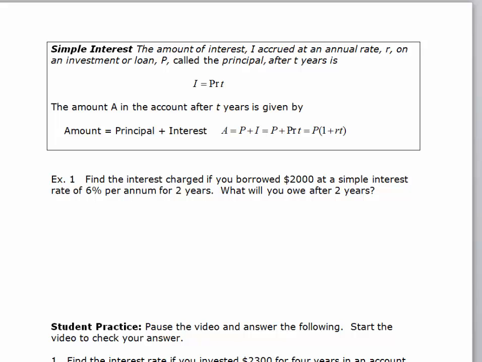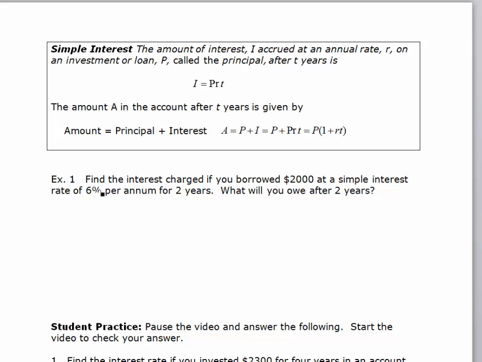And simple interest, basically the formula for this is very simple. It's just that your interest is a product of the principal, which is the money that you borrowed or the money that you invest. Obviously, sometimes you're paying interest and sometimes you are earning it. R is the interest rate as a decimal, and T is time in years. And so let's start with the first question here.